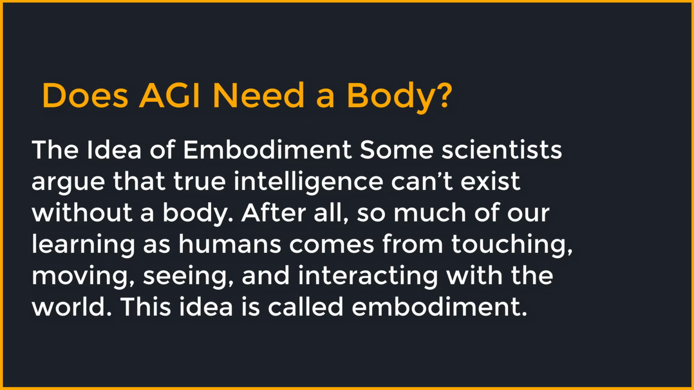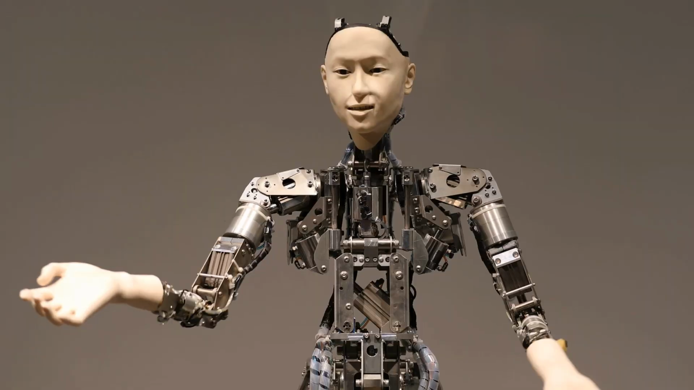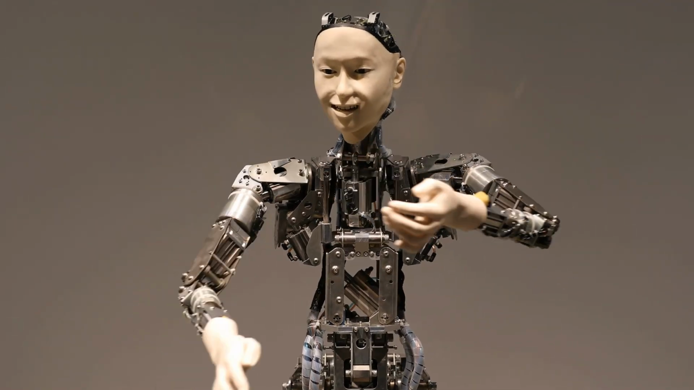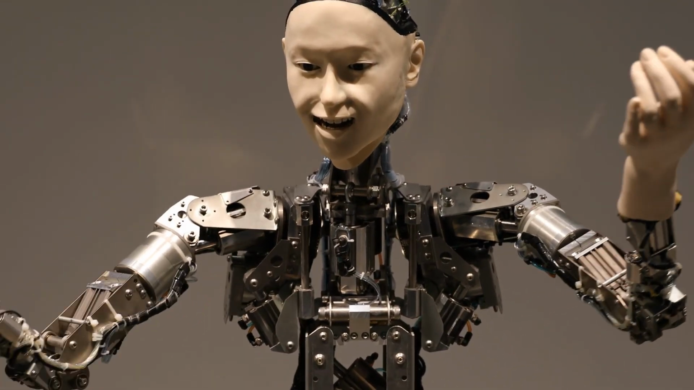So does AGI need a body, right? The idea of embodiment: some scientists argue that true intelligence can't exist without a body. After all, so much of our learning as humans comes from touching, moving, seeing, and interacting with the world. Now, this idea is called embodiment. The theory suggests that AGI might need a robotic body or a simulated virtual form to experience the world so it can learn from it. Others believe that AGI can be purely digital and still learn effectively. Now, either way, physical or virtual interaction with the world might help AGI develop a better sense of reality.